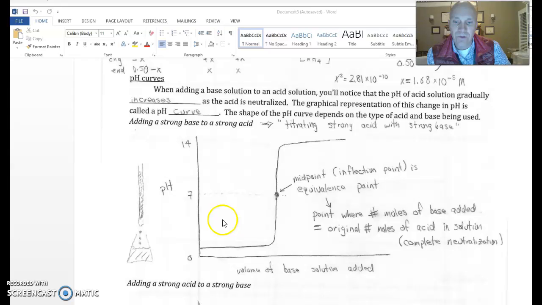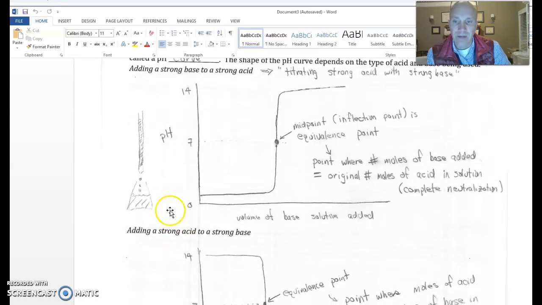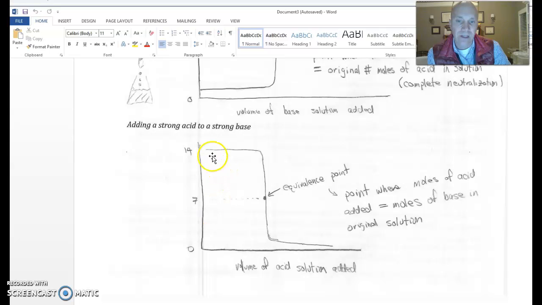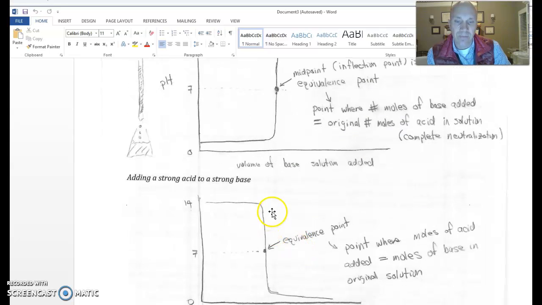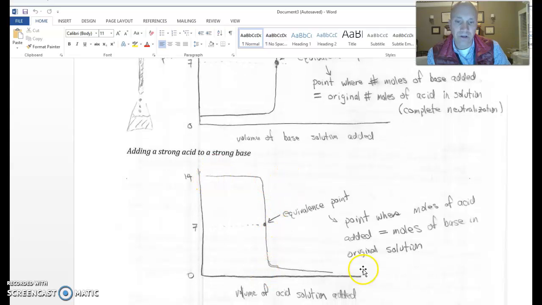We could do something similar where we just turn these roles around. Instead of having the acid down here, we're going to have the base down here, and we're going to add acid to it. What you're going to have is essentially the opposite. You can notice here that these two curves are mirror images of each other, and you're going to have an equivalence point that would be at 7.